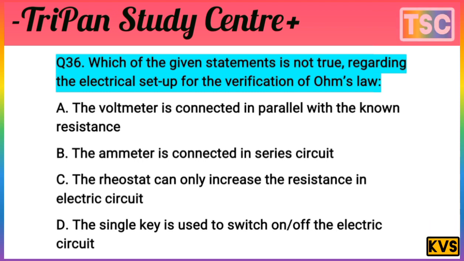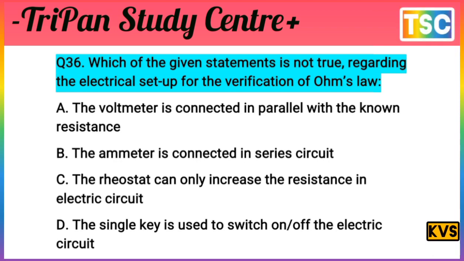Option B says the ammeter is connected in a series circuit. That's the right statement, but the examiner is asking for not true. Option C says the resistor can be used to increase the resistance in the electrical circuit. That is not true, because a resistor can only decrease the current in the circuit. So this is the not true statement.